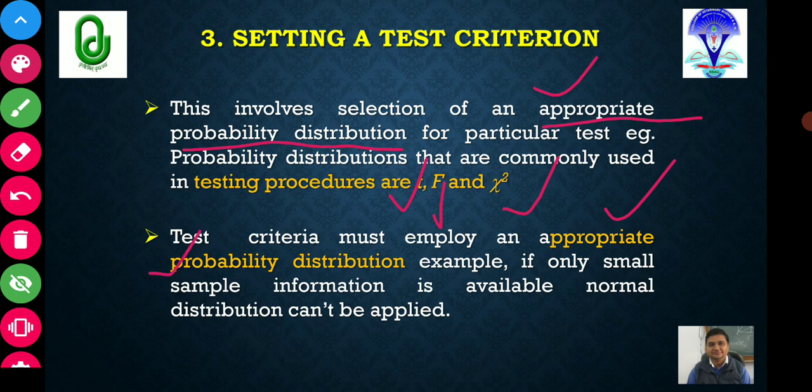If you are not finding an appropriate probability distribution, the conclusion or decision that you make may be wrong. For example, if only small sample information is available, if the sample information is very small, then we cannot use the normal distribution, because the normal distribution always works with large sample sizes. Based on these kinds of assumptions, you have to set the test criteria.